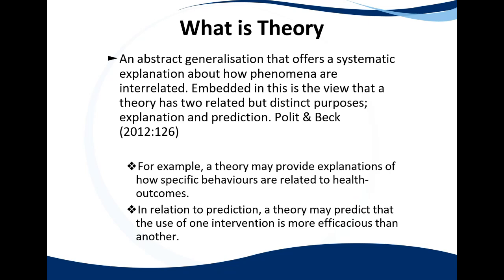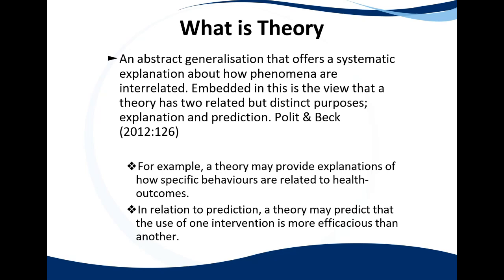So, for example, a theory may provide explanations of how specific behaviors are related to, for instance, health outcomes. And there I'm thinking of the health belief model. So it will give you some explanation of why people behave the way they do related to health outcomes. In relation to prediction, a theory may predict that the use of one intervention is more efficacious than another. So a theory has a very definite purpose.